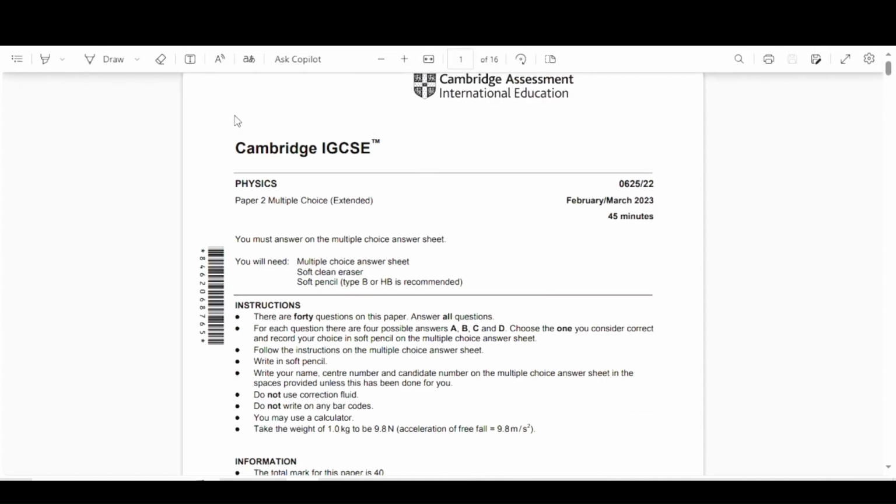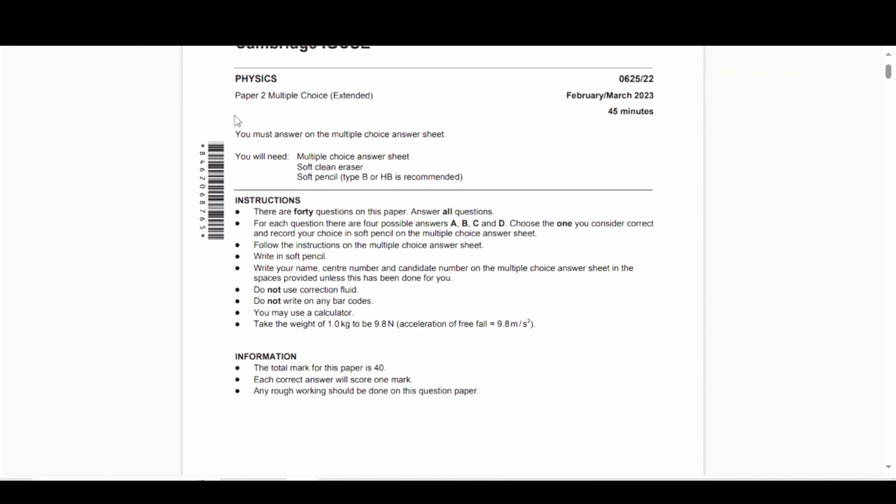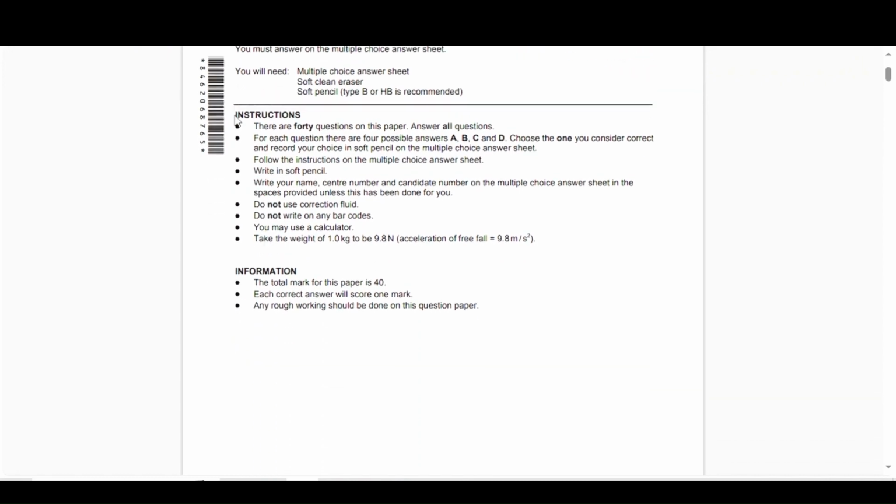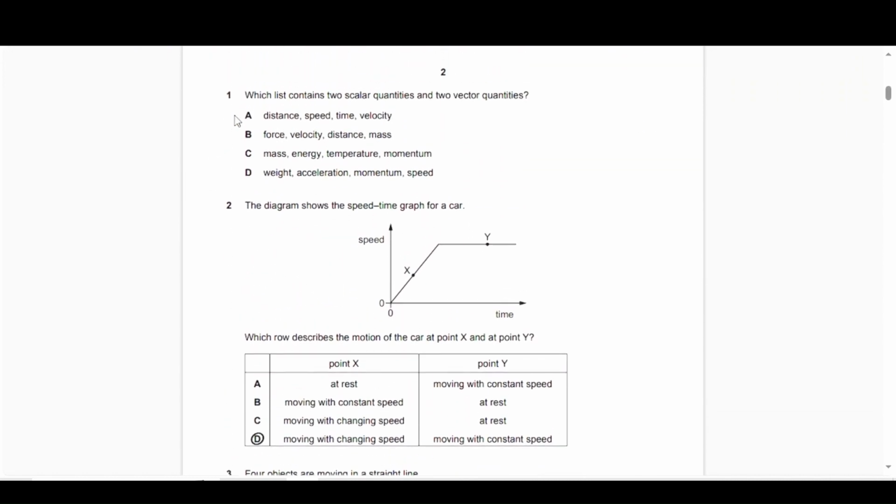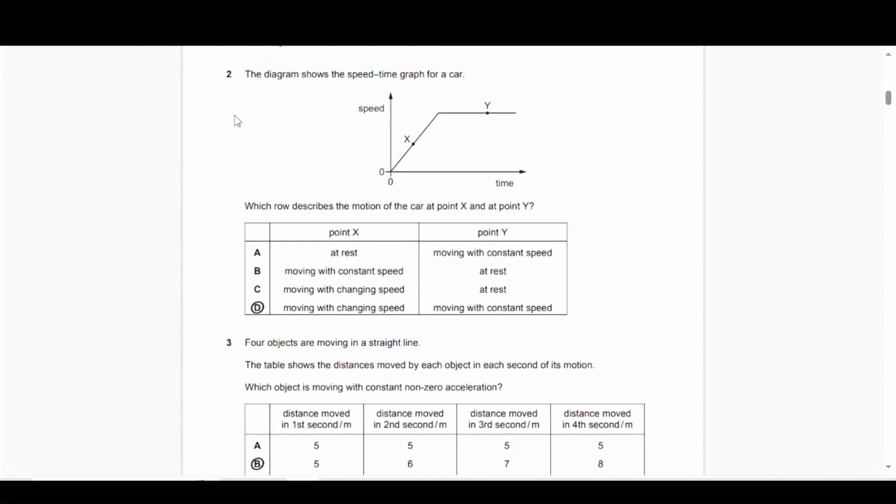If we move to Feb-March 2023, you only got 2 variants for the Feb-March papers, which is the 2-2 variant. Sorry, you only got 1 variant, and that's a 2-2 variant. So if you go down, the first question is: the diagram shows a speed time graph for a car. You can see that they marked 2 points X and Y, and they want to know what is happening to the car at X and Y.